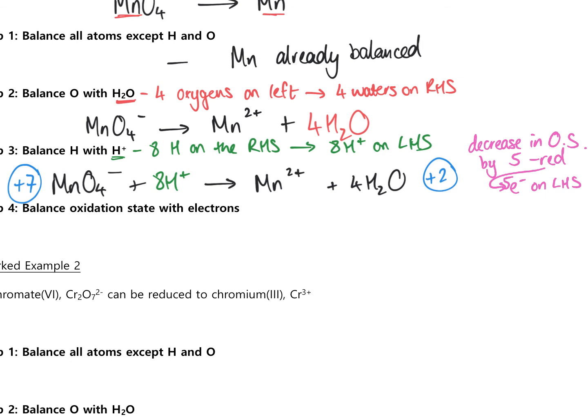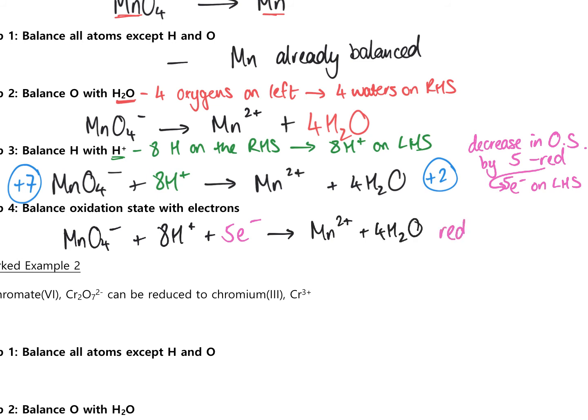So step number 4 is finally going to be MnO4- plus 8H+ plus 5 electrons, giving you Mn2+ plus 4H2O, and this is reduction, because the electrons are on the left hand side. So those 5 electrons are to account for the fact my oxidation state has decreased by 5, and they're going on the left hand side.